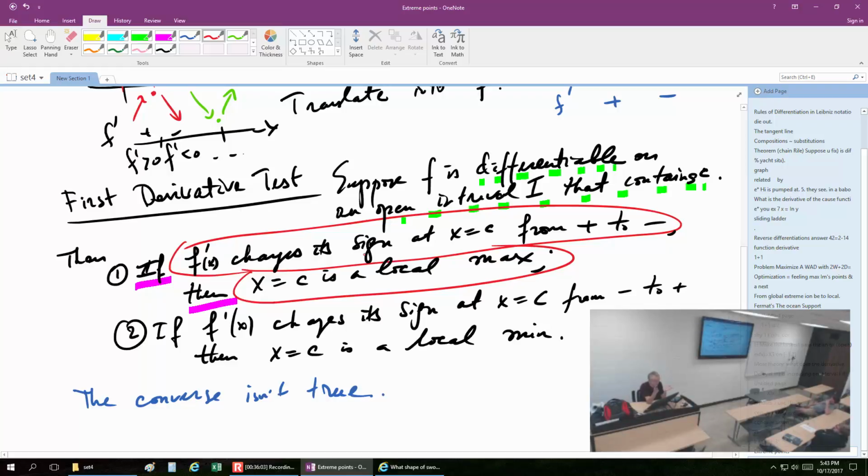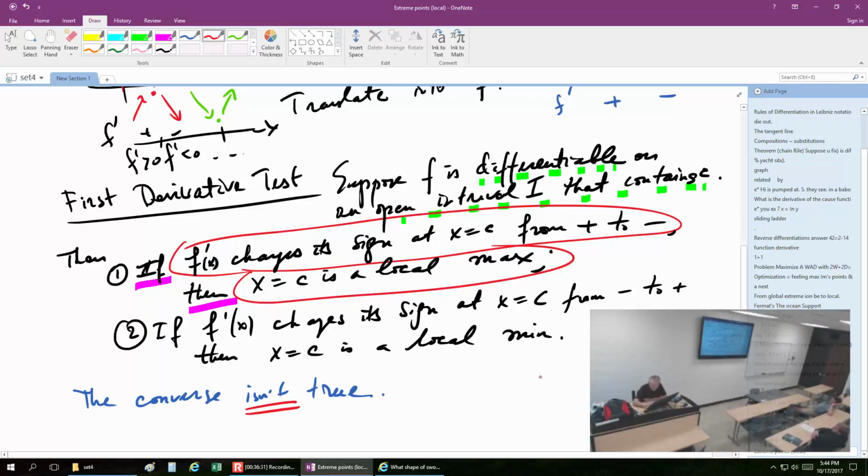Okay, so let's read it. Somebody read it. If x equals c is the local max, then f prime of x changes its sign. Right. Okay, so that's the converse, and it's not true. Because it doesn't have to be a maximum. No, the maximum is given. The point is, if it is a maximum, the change of sign does not have to happen.